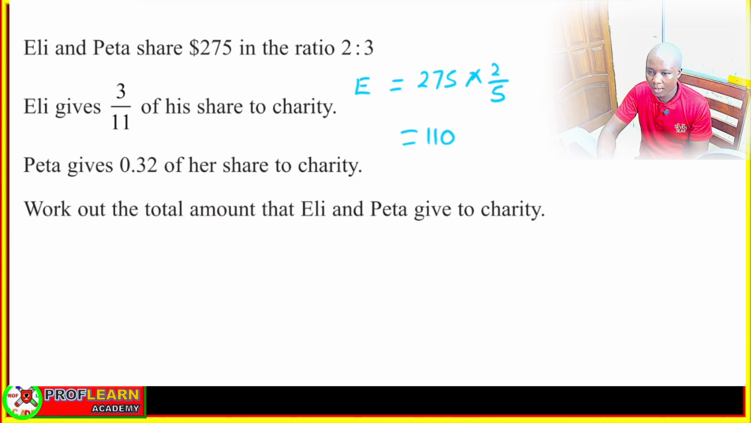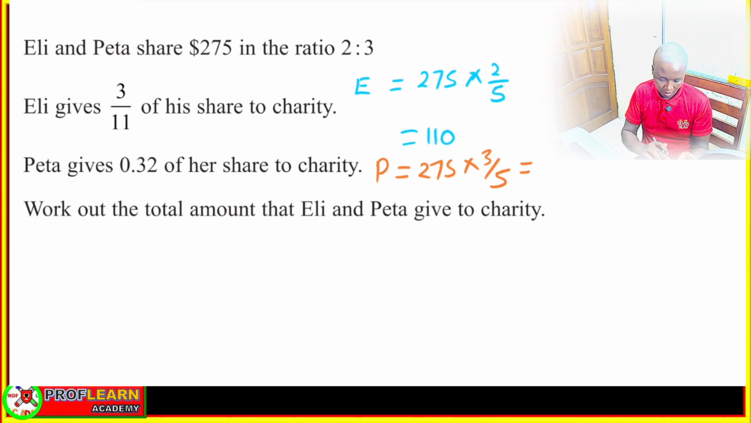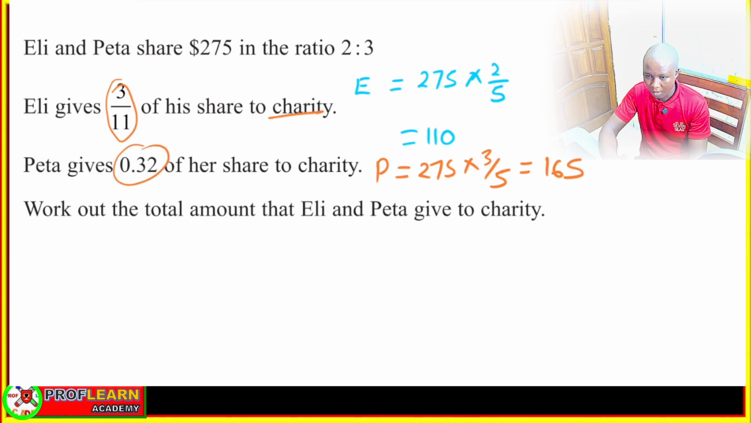And if we are to work out Peter's proportion, P is equal to 275 times 3 over 5. And if you work it out, 275 times 3 over 5 is actually 165. Now, Ellie gives 3 over 11 of his share to charity. Peter gives 0.32 to charity. Work out the total amount Ellie and Peter give to charity.